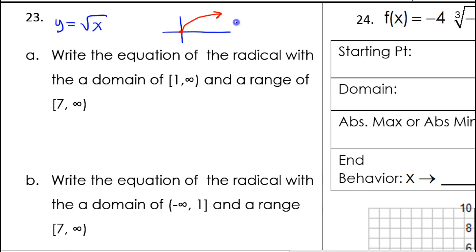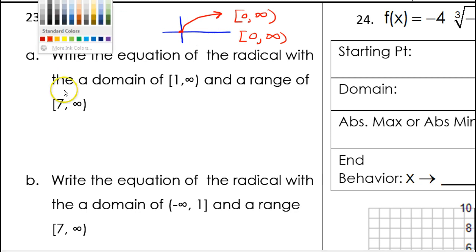So if we spoke of the domain and the range, the domain would be 0 to infinity because the x values start at 0 and go to the right. The range would also be from 0 to infinity because the y values start from 0 and go up. Keep that in the back of your mind as we do this problem.